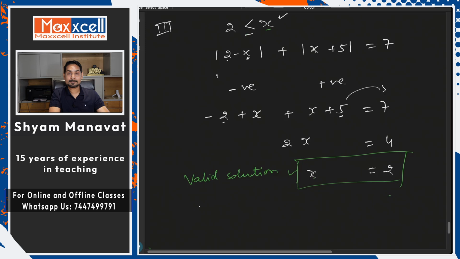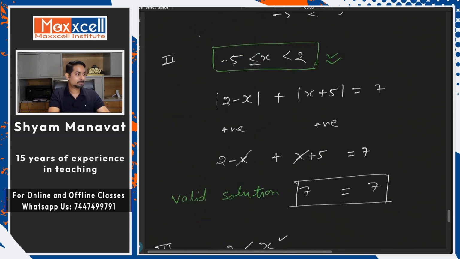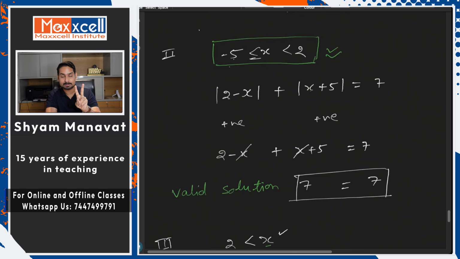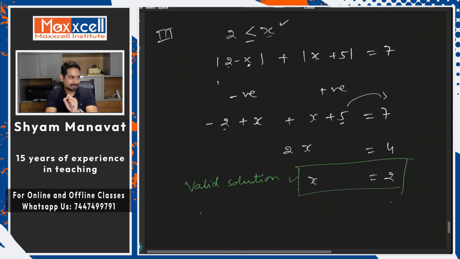Understand the difference in segment 3 conclusion and segment 2 conclusion. Segment 2 conclusion is you are finding 7 equal to 7, which is a universal truth. That means any value which you substitute in this range is going to be true. It's going to satisfy the given equation. And here in that segment you got the value of x. So in that case you have to take this value of x. Are you understanding the difference? That's why I have taken this particular question.